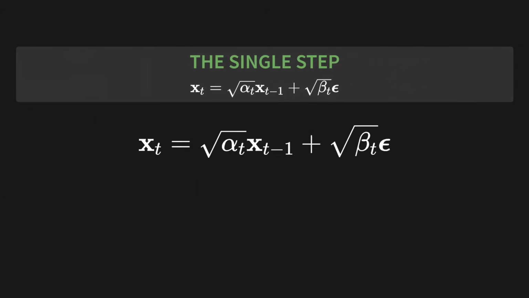Let's look at the formula for a single step. Now don't be intimidated by the math. We're going to break it down. The formula says x sub t equals the square root of alpha sub t times x sub t minus 1 plus the square root of beta sub t times epsilon. Okay, let's unpack that. There are two main parts. First is the signal. That's the part with x sub t minus 1, which is just our image from the previous step. And alpha sub t is the amount of that image we decide to keep.